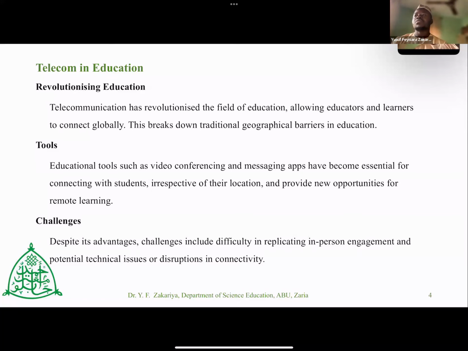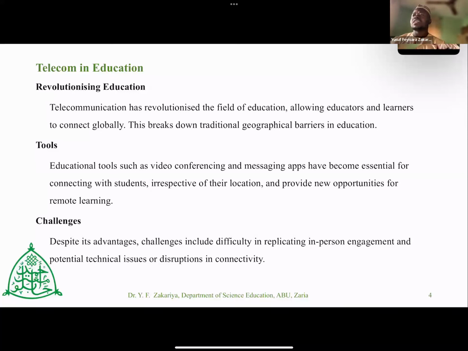But of course, this must come with challenges. Despite these advantages, despite these affordances, we also have some challenges, which may include difficulty in replicating in-person engagement and potential technical issues or disruptions in connectivity. Not only in connectivity, but also some people making noise in the background. If it happens to be a physical class, you know how silent you used to be. But now that it comes to virtual space, everybody is just talking, distracting the class.